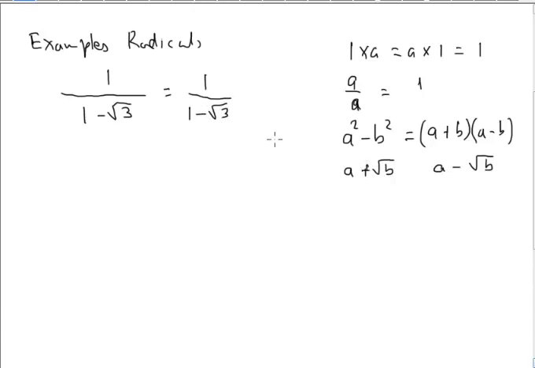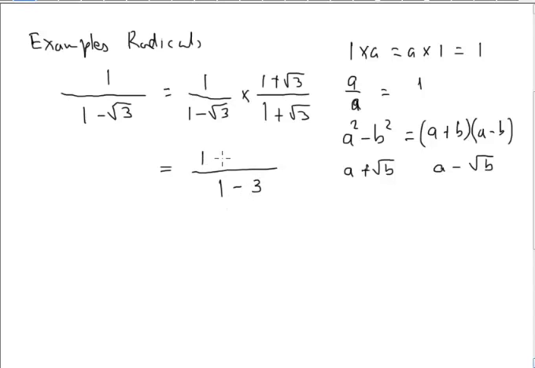What is the conjugate? It will be plus the square root of 3. Then you write there times what? 1 plus the square root of 3 over 1 plus square root of 3. Then now we are going to use this factorization, and we are going to get 1 squared, which is 1. Then we are going to get square root of 3 squared, square root of 3 times square root of 3. We are going to get 3.